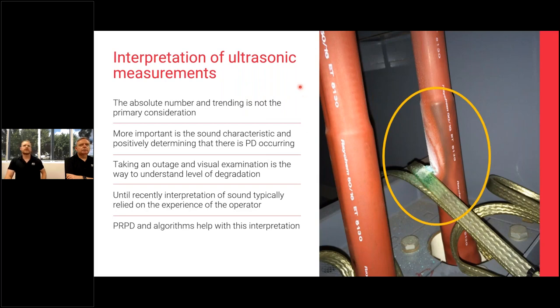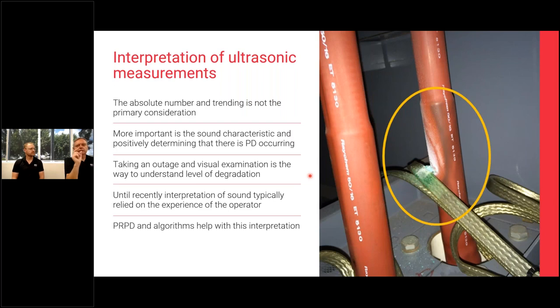We skipped a slide there. Now, interpreting ultrasonic measurements. The absolute number of the trending is not always the primary consideration. It's all about where the defect is, as in this right-hand side example here, in terms of how much length you have for insulation. More important is the sound characteristic and determining whether PD is occurring. Take an outage, visually examine it, and the PRPD and the algorithm will help you.